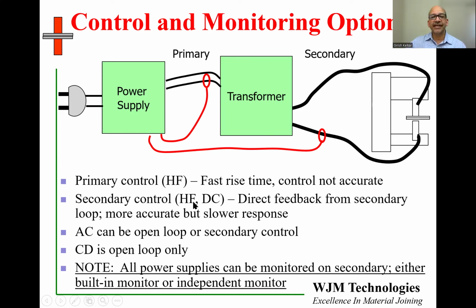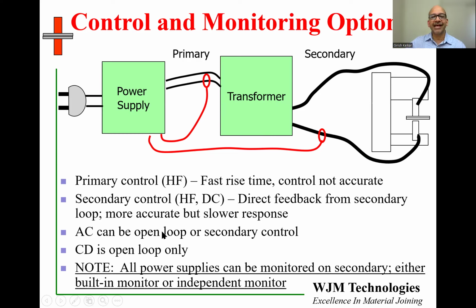Both HF and DC, high frequency and DC power supplies, always offer secondary control, where you are actually monitoring and measuring the current in the secondary side, giving the feedback to the power supply so it can keep regulating, so it can follow the exact profile that you have set up.